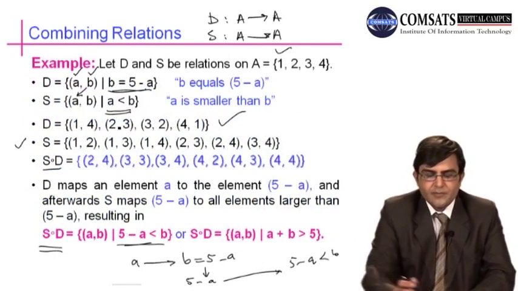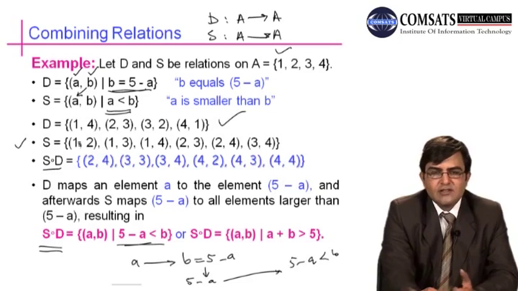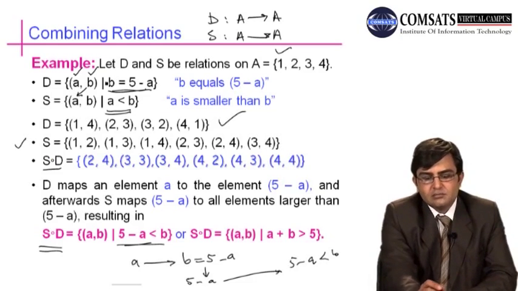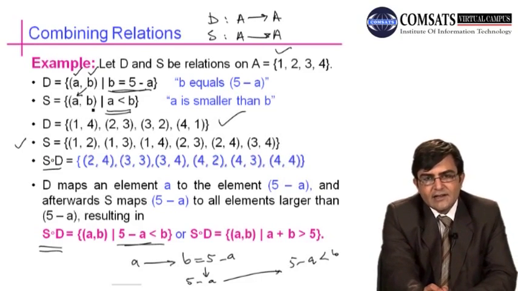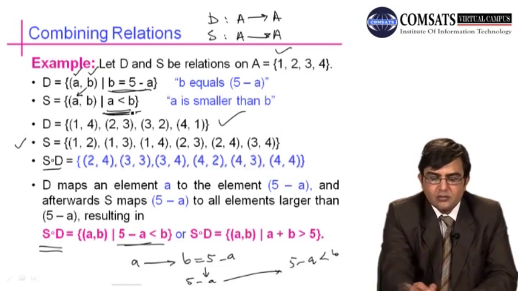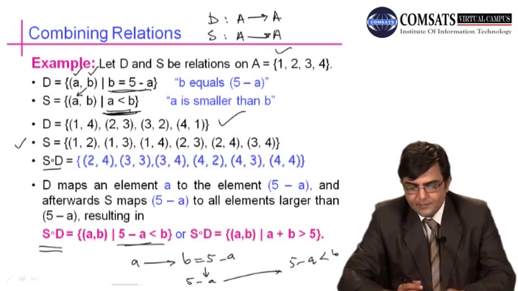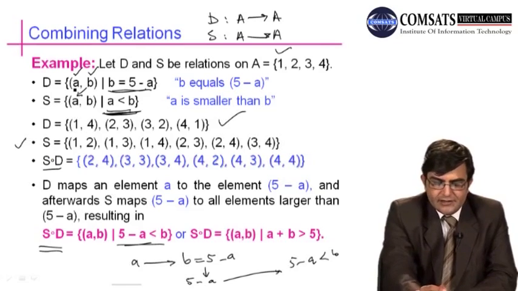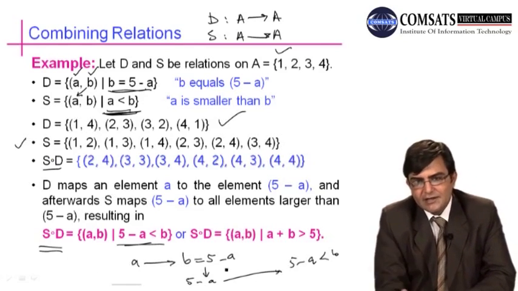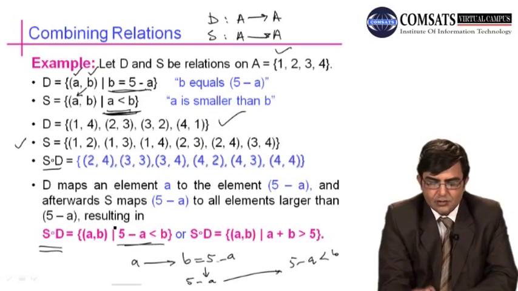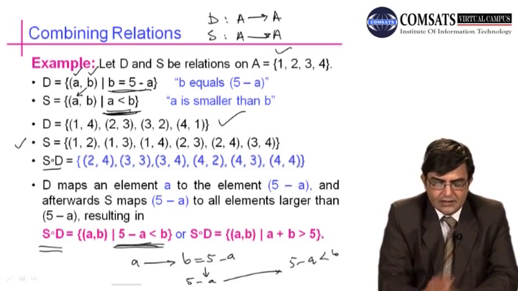So what we have done here, A is the first element, which is for example 1. It will be converted to B, which is 4. Now 4 will be the first element and the second element must be greater than 4. That is, if we have 4 here, then we shall use the second relation. So first A is converted to 5 minus A, and then 5 minus A becomes the first element, and then 5 minus A must be less than B by using the second relation. So we shall use this relation in the composition.